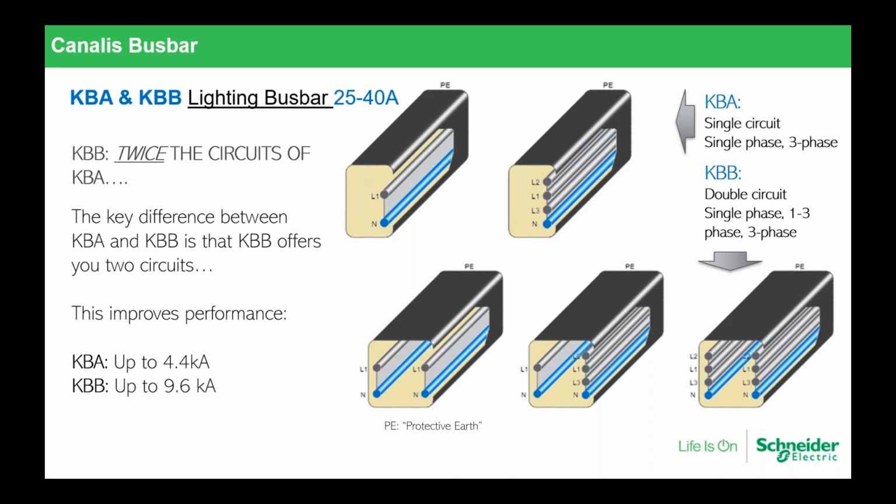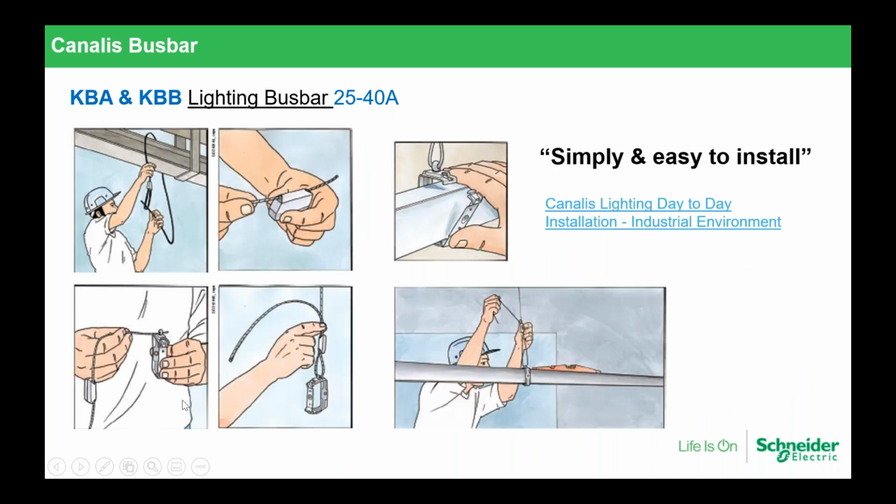Again, I mentioned this, it's KBA and KBB. The difference between KBA and KBB: KBA is a single circuit, either one phase or three phase, and KBB is dual circuit. You see two single-phase circuits, mixed single with three phase, or dual three-phase circuit. And short circuit withstand for both versions. You see KBB has better short circuit withstand.